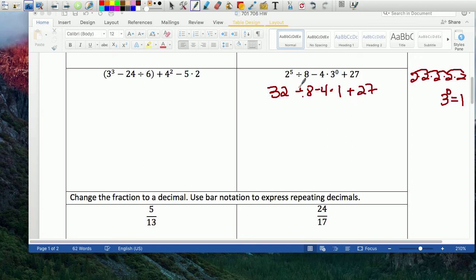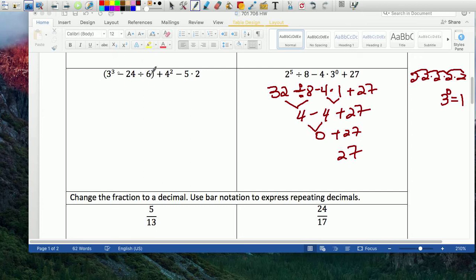Remember order of operations now. I'm going to do either division or multiplication. So if I have a choice, I'll do it from left to right. So I'll take care of these two. 32 divided by 8 is 4. Minus, and I can do 4 times 1, which is also 4, plus 27. 4 minus 4 is 0. Plus 27 is just 27. Okay. On this side, so let's take care of this big unknown value.